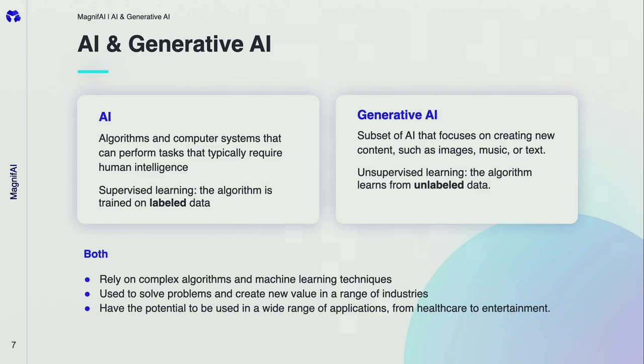Also, a difference is that AI, in general, uses supervised learning, and the algorithms are trained on labeled data. This is a plane, this is a plane, this is a plane. Now you are able to detect a plane because you find a pattern, and now you know this is a plane. That's the label. On the other side, generative AI uses unsupervised learning with unlabeled data. There's no need for us to tell this is exactly this. The algorithm will learn from unstructured data.